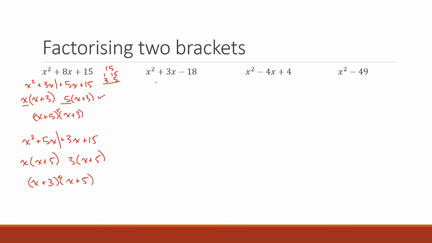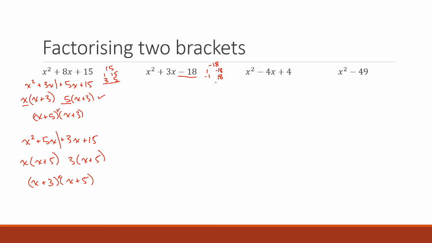Alright, let's look at the second one here. We have x squared plus 3x minus 18. I'm going to do 1 times 18. Now the key thing though with this 18 is it's a negative 18. So I'm going to be looking for the factors of negative 18. So that could be a 1 and a negative 18. It could also be a negative 1 and a positive 18. Because we need a negative times a positive to get a negative answer. So I'm actually doubling up all my factor pairs.